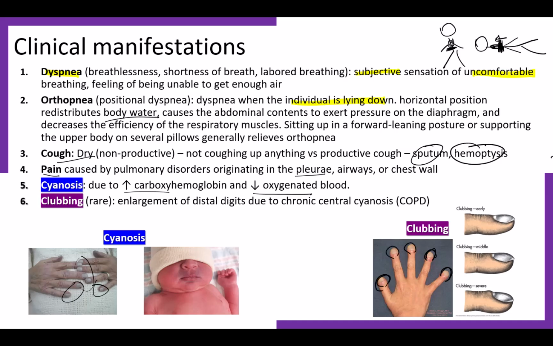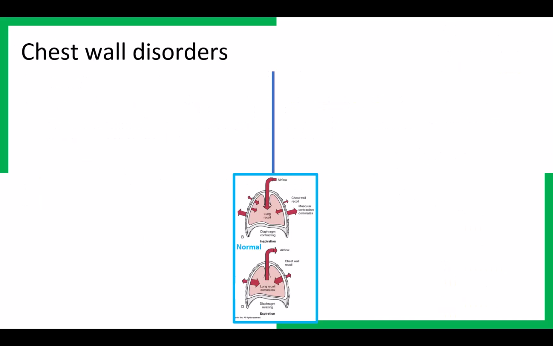And this is due to chronic cyanosis, right? So cyanosis persists over a long period of time. You've got chronic cyanosis, as in the case of COPD, and clubbing can develop. On that note, we're going to start talking about specific respiratory disorders. So the first one is disorders of the chest wall.